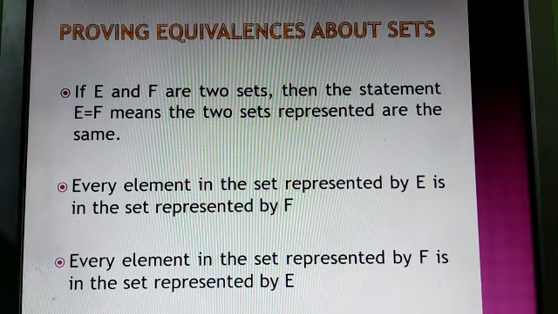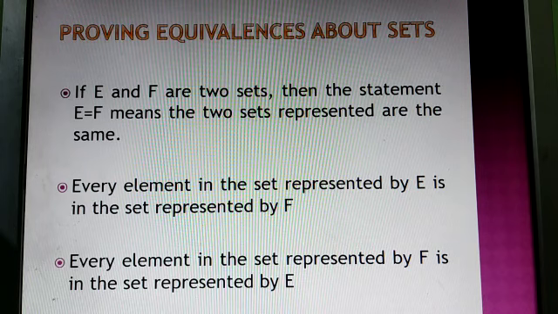First one, proving equivalences about sets. Here we consider two sets E and F. Then the statement E equal to F means the two sets represented are the same. That means every element in the set E is present in the set F. In the same way, every element in the set F is present in the set E. Then only we can say E and F are equivalence sets.